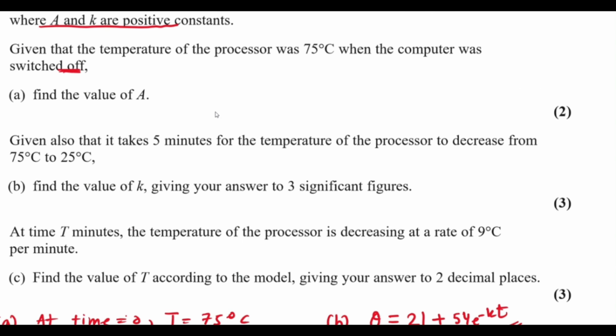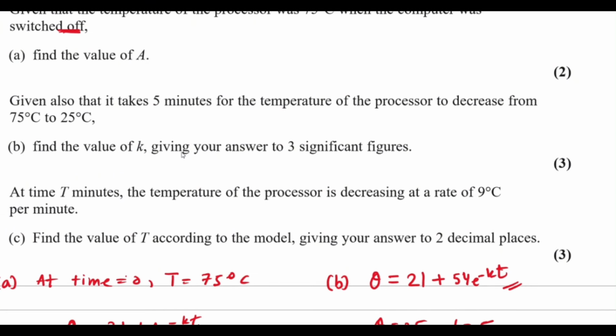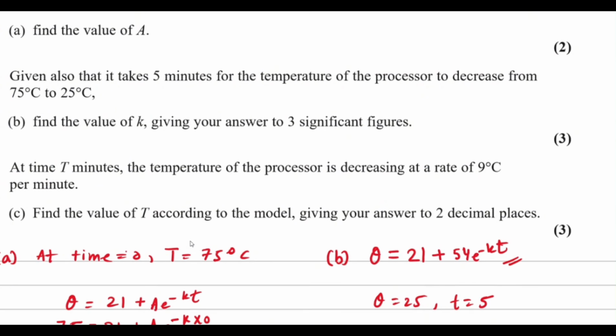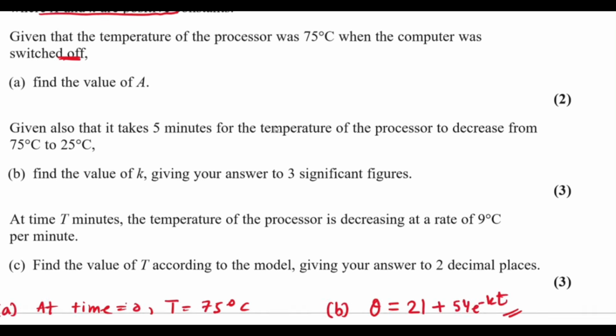Now for part C, we see that at time t minutes the temperature of the processor is decreasing at a rate of 9 degrees Celsius per minute. Find the value of t according to the model, giving the answer to 3 significant figures. Now to find the rate of change of temperature, we need to differentiate this equation.